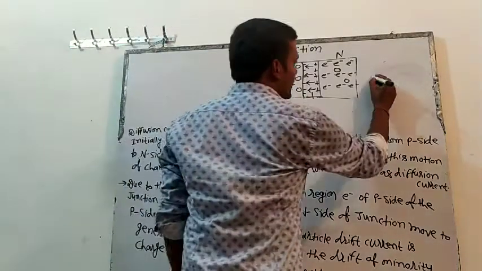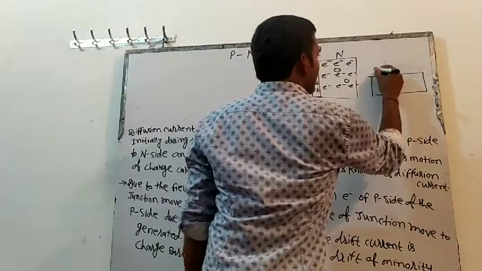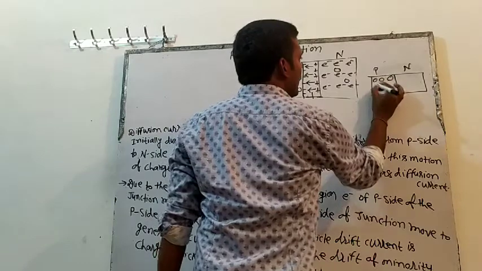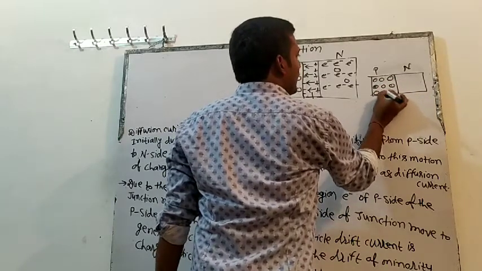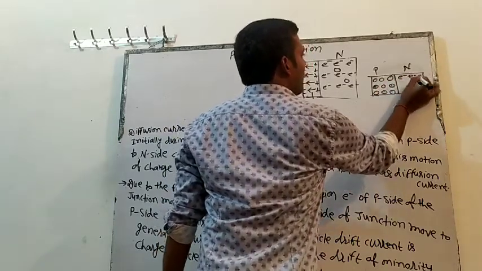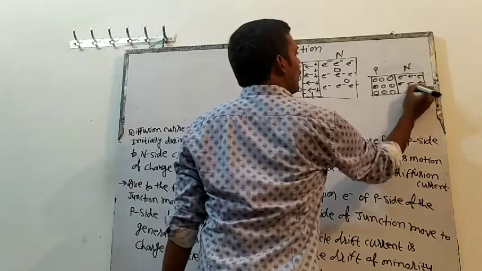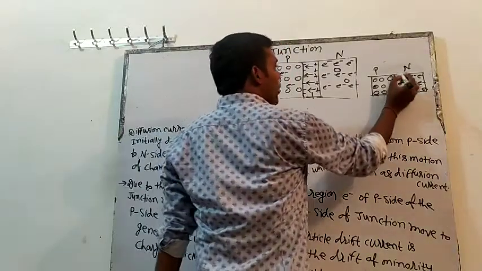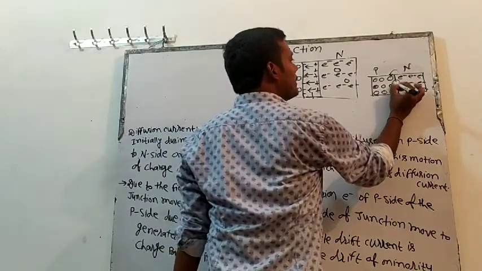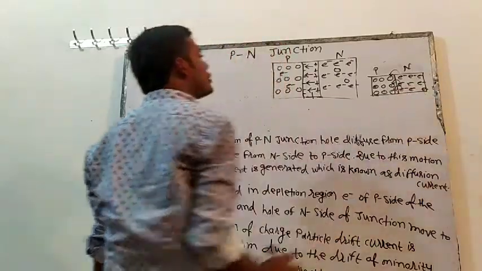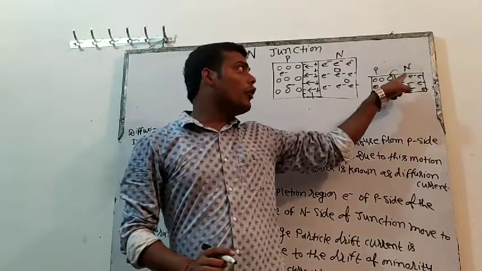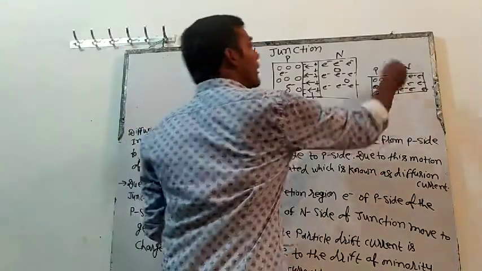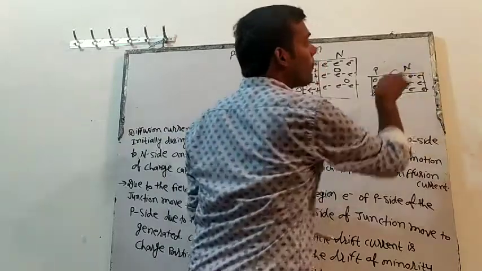Are you able to understand what is happening? See again. This is P type, this is N type. In the P type, hole will be the majority charge carrier and electron will be the minority charge carrier. In the N type, electron is the majority and hole is the minority. The first layer of electrons will jump onto the holes. This electron will also jump. So electron is going from N to P. At the same time, hole can also go from P to N.